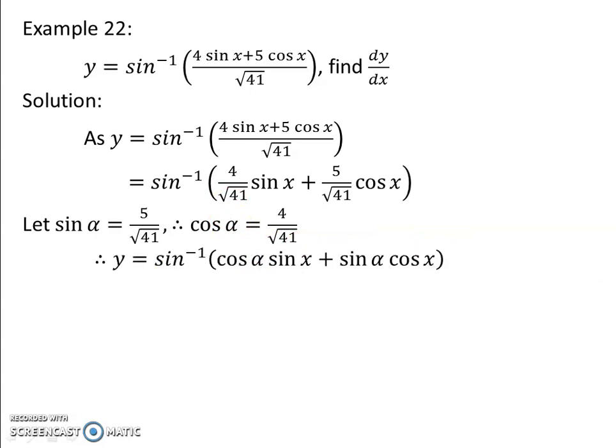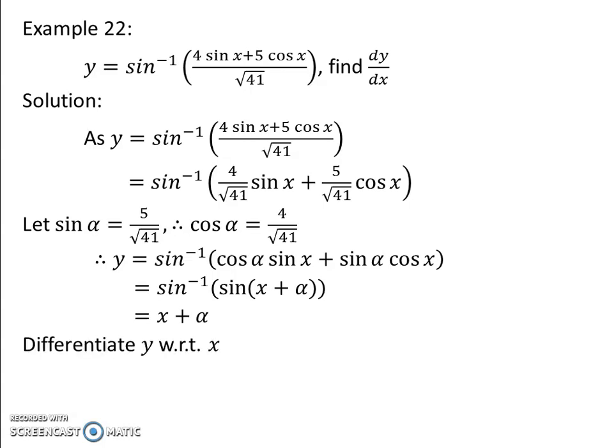Hence if you replace this value in y, we get sin inverse of cos alpha sin x plus sin alpha cos x. So this clearly is the formula of sin of x plus alpha: sin x cos alpha plus sin alpha cos x. Replacing this we get sin inverse, sin gets cancelled, that is y equal to x plus alpha. Therefore differentiating y with respect to x, we get d by dx of x plus alpha equal to 1.